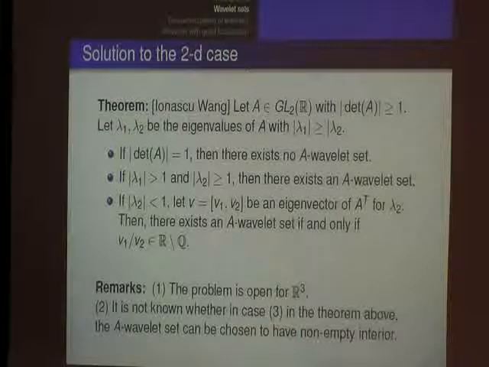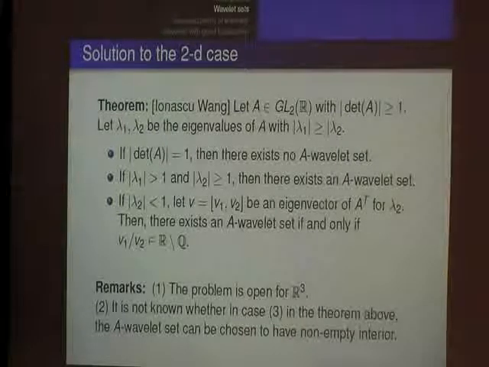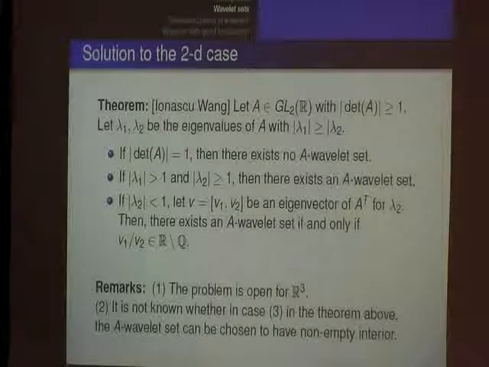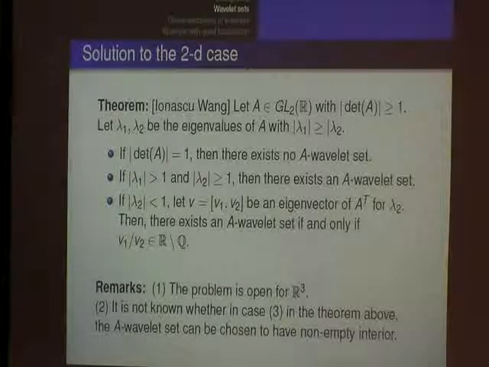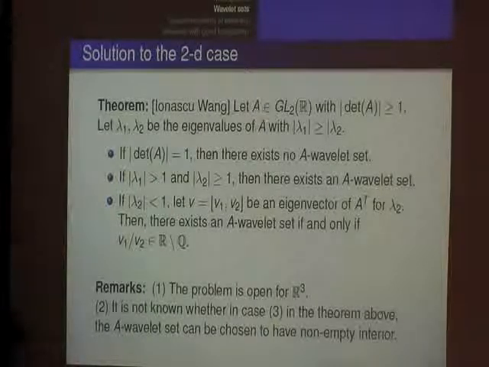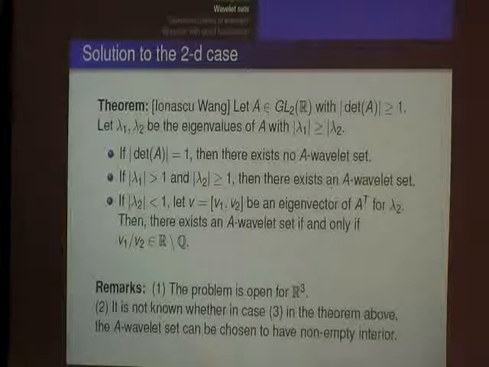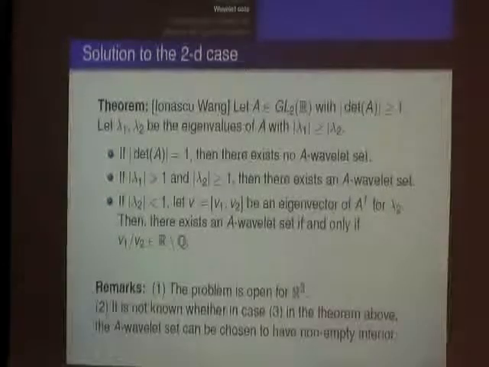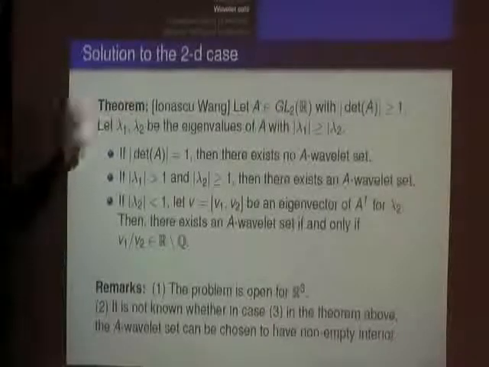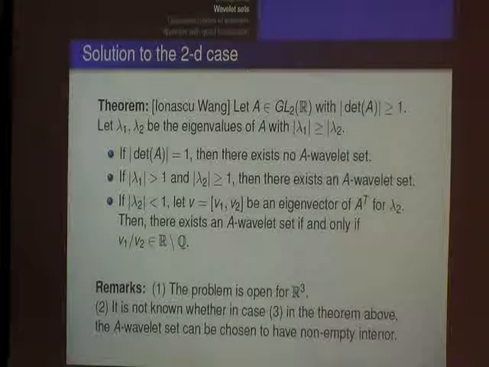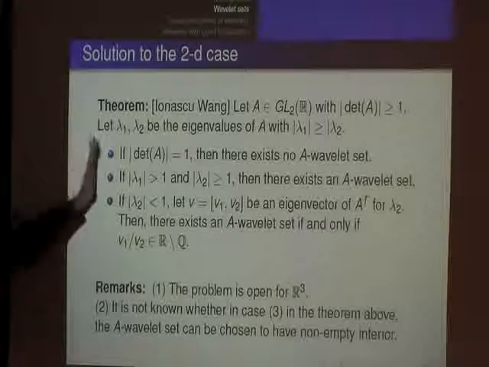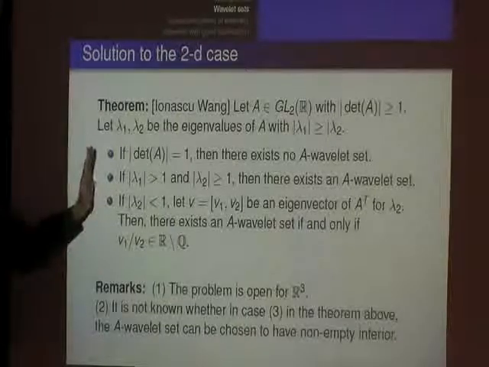It kills me to put these people's names up here. I like them both, but they took my example and realized that I had actually characterized it, and I just didn't. There was one little thing that I hadn't quite realized. Dang it. So they have this really nice theorem. I really wish I would have been the one. So they completely characterize the matrices A for which there exist wavelet sets.